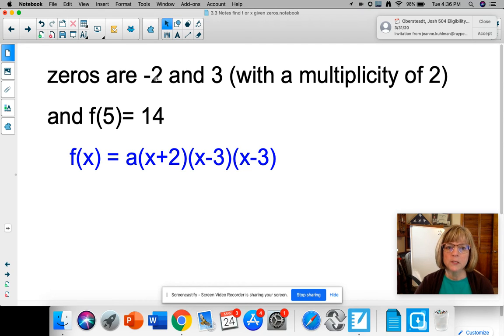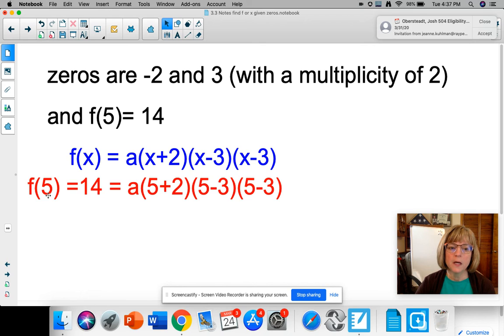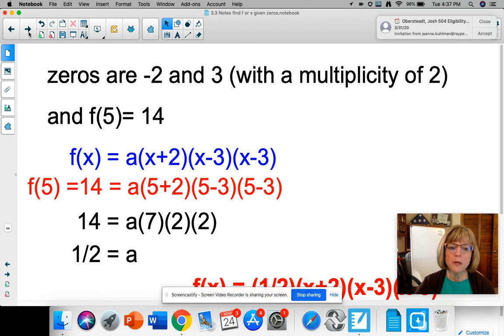So I take my zeros, -2 and 3, and I change them into factors. Because I want f of 5 to equal 14, I need to see what my coefficient's going to be. So f of 5 equals 14, so my f of x gets replaced with 14, and all my x's get replaced with 5, and we'll see what value a has.